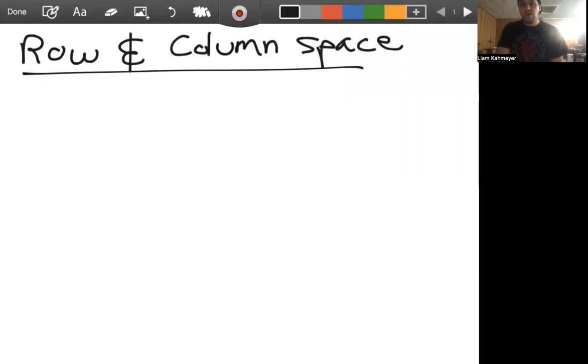Okay, we're going to take a look at some very special types of subspaces of Rn or Rm, depending on whether we're talking about rows or columns of a given matrix. And then we're going to talk about what's called the null space or the kernel of a matrix. These are very important subspaces that we'll use for, I would say, the rest of the course.